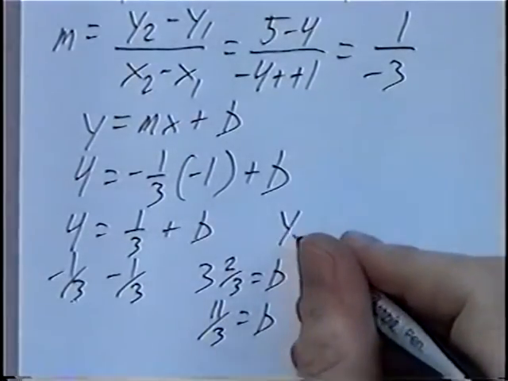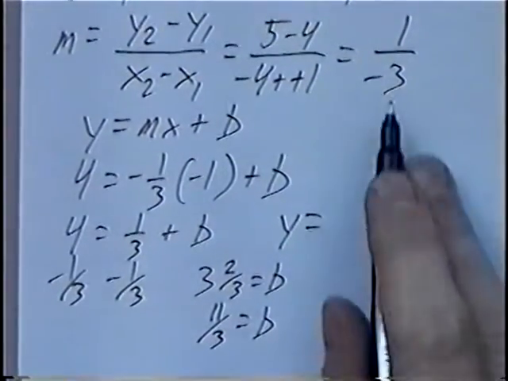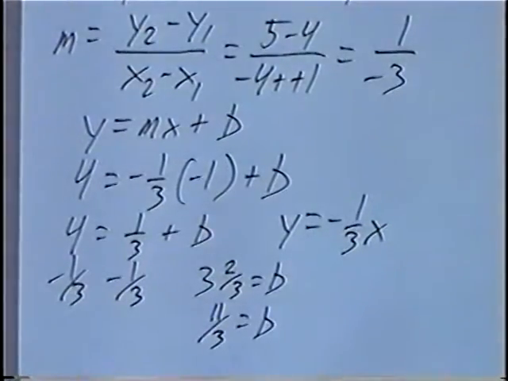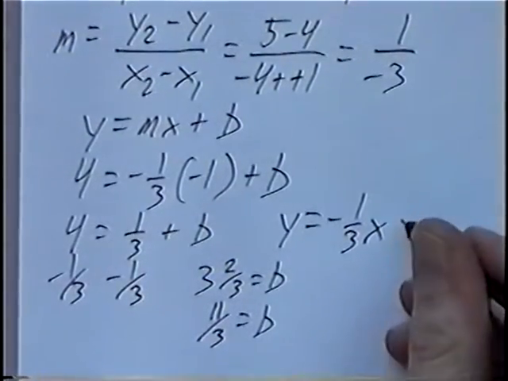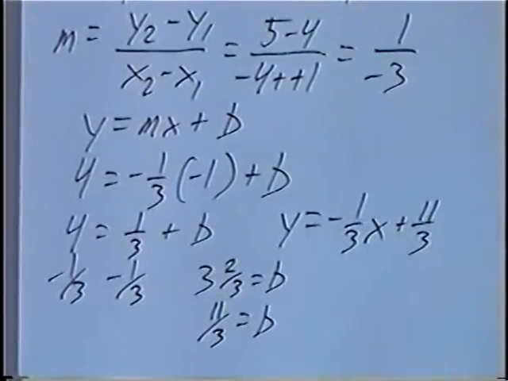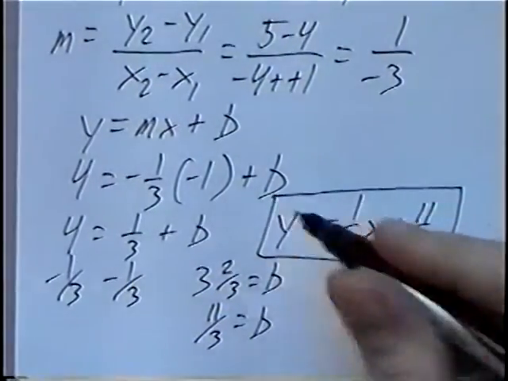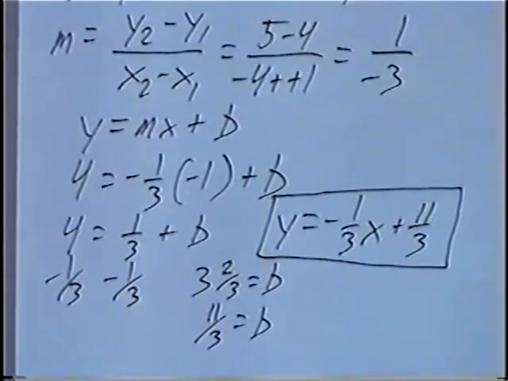So our final answer, y equals, the m that we found in the question was negative 1/3 x, and the b value, we could use either one. You could have plus 11 over 3. So the final answer, y equals negative 1/3 x plus 11 over 3.